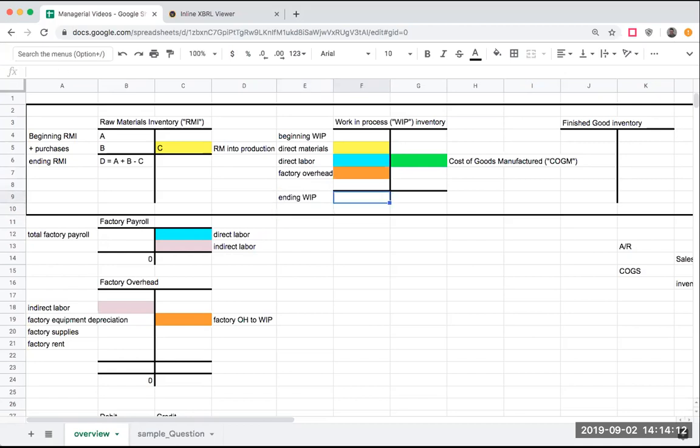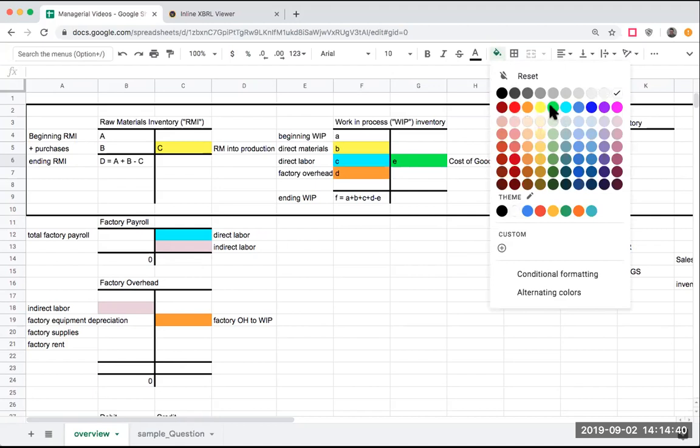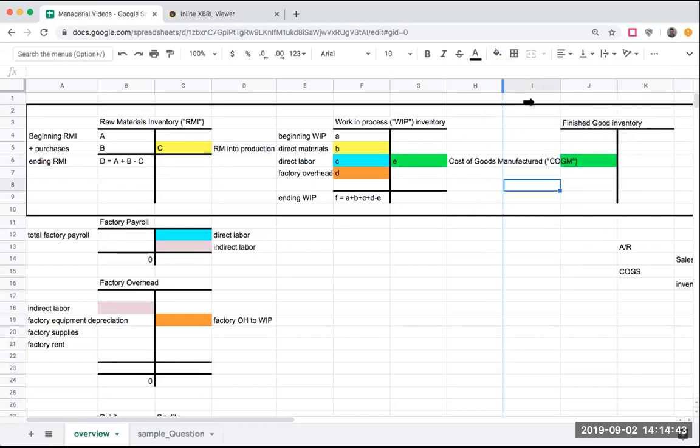So this is, again, going to be another thing we'll be saying here, A, B, C, D. And we'll call this letter E. So we'll see here that F is going to be equal to A plus B plus C plus D minus E, which is going to give me my ending work in process. So where does the cost of goods manufactured go? It is going to come over here to my finished goods inventory.